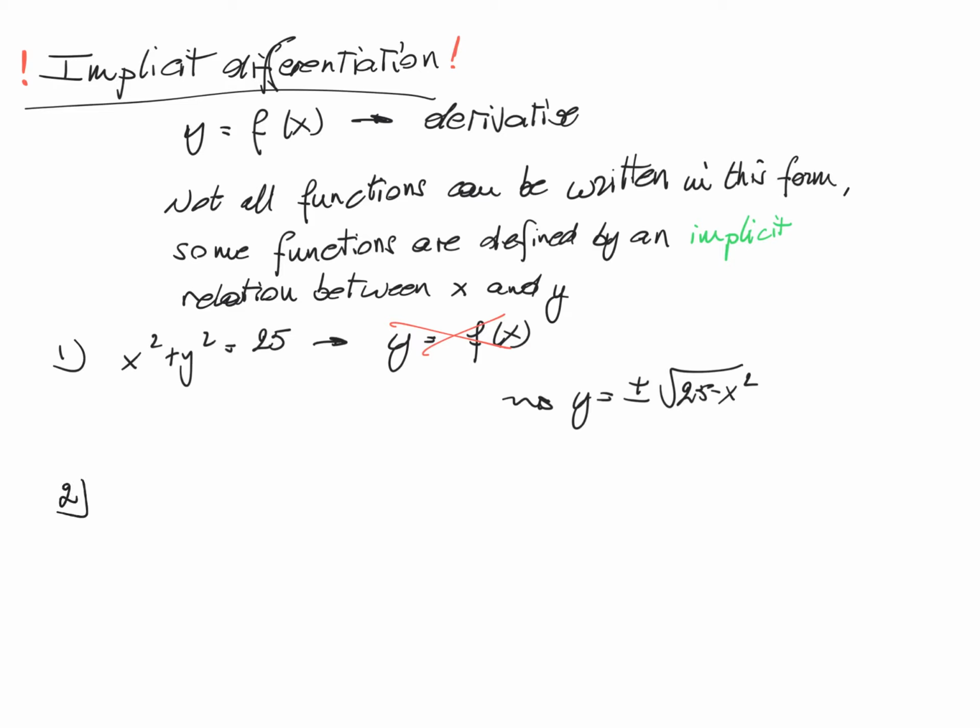Similarly, assume that we have x to the power 3 plus y to the power 3 equal to 6xy. Here also, it is impossible to convert this into an explicit expression. You can never write all y's on one side of the equation and all x's on the other side. Let us continue with the first example, with the circle x squared plus y squared equal to 25.